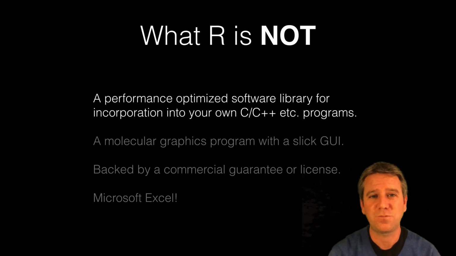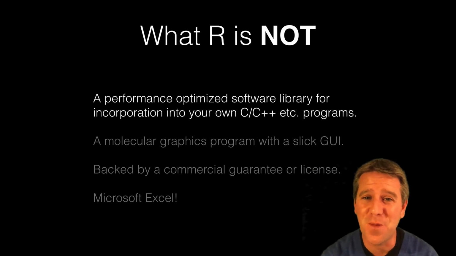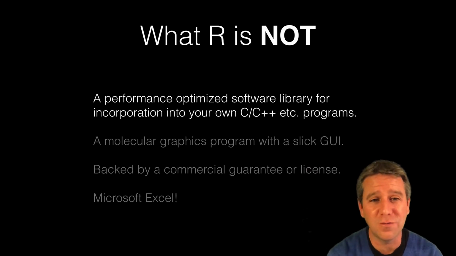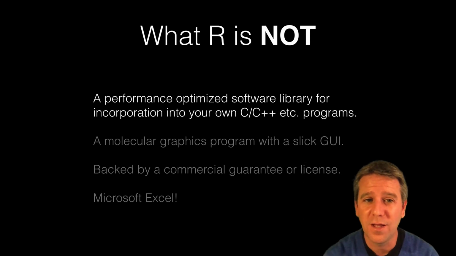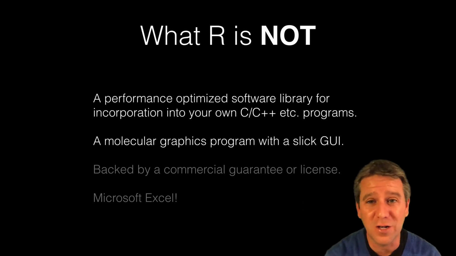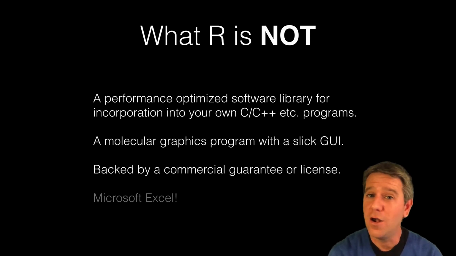Okay. So we've mentioned a little bit about what R is. It's also important to mention what it's not. So it's not a performance optimized software library for incorporating into your own programs that you might be writing in C or C++, etc. It's not a library that you would use to do statistics, for example. It's not a molecular graphics program with some slick user interface and cool 3D graphics and things like that, or movie making capabilities. It's also not backed by a commercial guarantee or license, right?